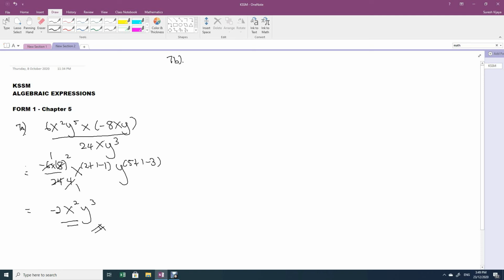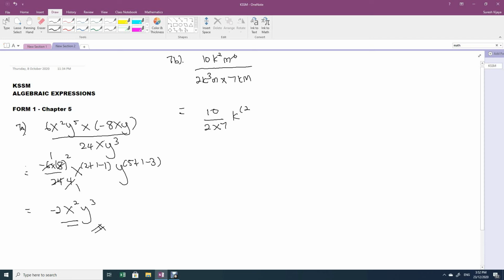7B, we have 10k to the power of 2, m to the power of 6, and 2k to the power of 3 m times 7km. So how do we solve this? Arrange the numbers first at one side. So we have 10 divided by 2 times 7 at the bottom side.